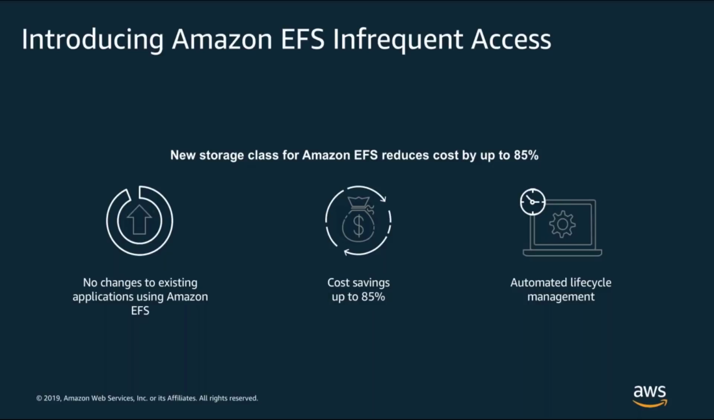Using EFS IA, just like EFS overall, is super easy. It doesn't require any changes to existing applications. EFS provides a single file system namespace, and it's transparently serving data from both storage classes, Standard and IA. To get data into EFS IA, you're just enabling a lifecycle management capability for your file system, and that automatically moves files from Standard into IA, and by doing so, allows you to realize that savings of up to 85%.